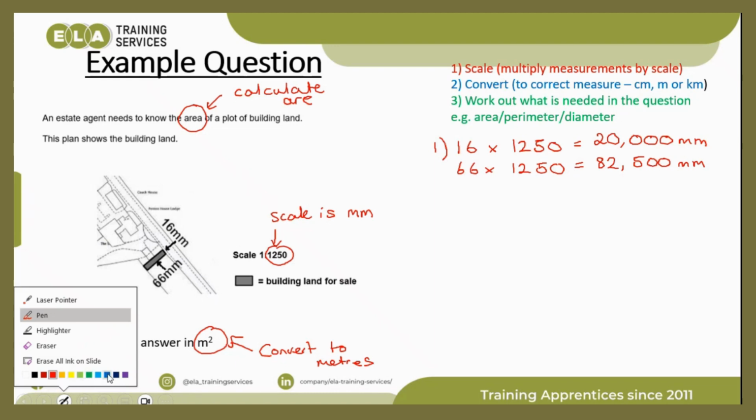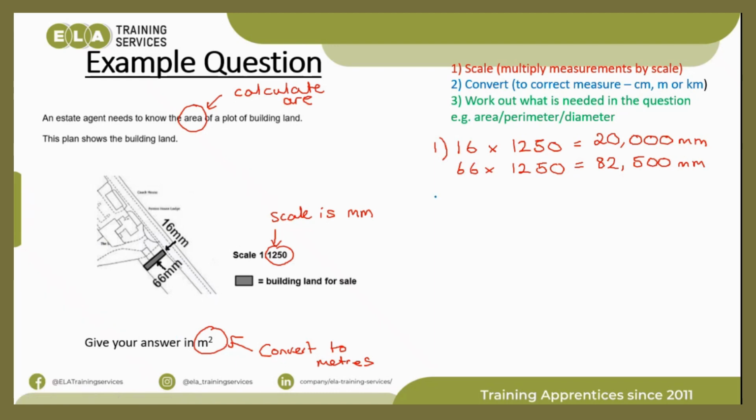So now I'm going to change the colour of my pen while we do step 2. And we're going to convert the measurements in our question, which is metres. So because we've got a double step to do, we're going to do it in stages. So we're going to do 20,000 millimetres to centimetres, which is we divide by 10, which is then 2,000. And then 2,000 centimetres to metres, which we divide by 100, which is then 20 metres.